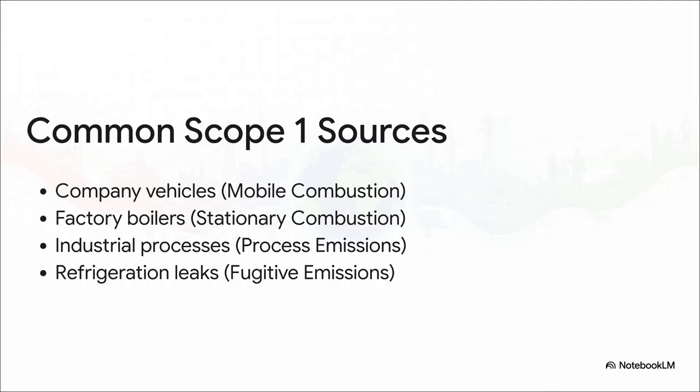So what does that actually look like in the real world? Well, you've got a few main types. There's mobile combustion, which is just a fancy way of saying company-owned trucks and cars. Stationary combustion is things like boilers and furnaces on site. Then you've got emissions from the actual manufacturing processes. And you even have what are called fugitive emissions, which are basically these sneaky little leaks from things like air conditioners that, believe me, really add up.